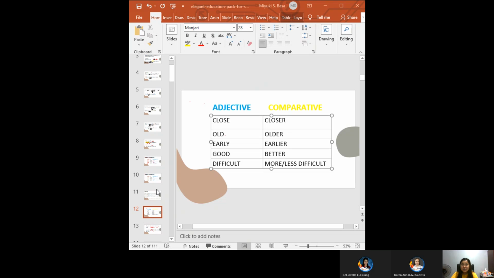So that's it, guys. We are all done discussing the rules in forming comparative adjectives. I am so happy that you are active participants. You have active participation in my class. So before we end this meet, can you please open your camera for our documentation? Can you please open your cam, guys?